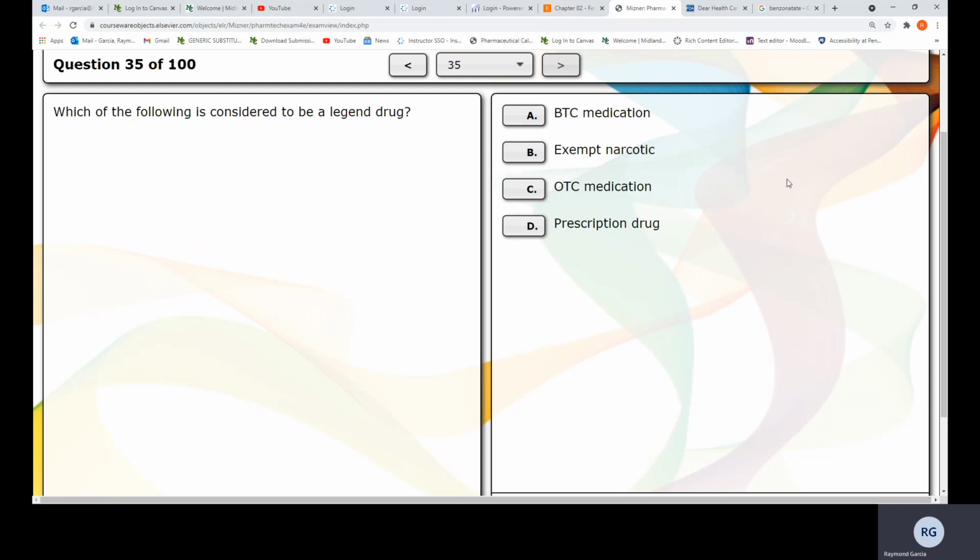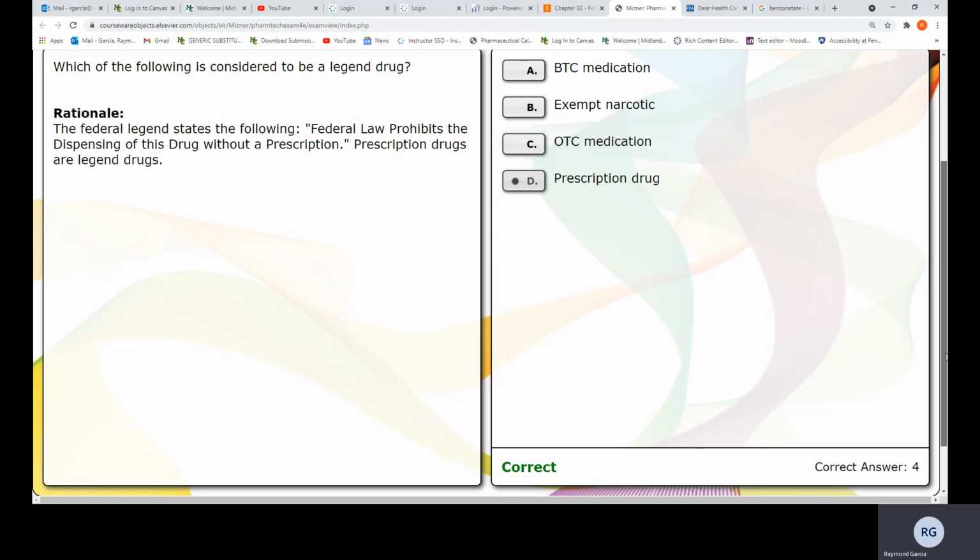Which of the following is considered to be a legend drug? A legend drug, there's two different types. You got your legend and you got your OTC. No? D? Federal legend states the following: federal law prohibits the dispensing of a drug without a prescription. Prescription drugs are legend drugs.